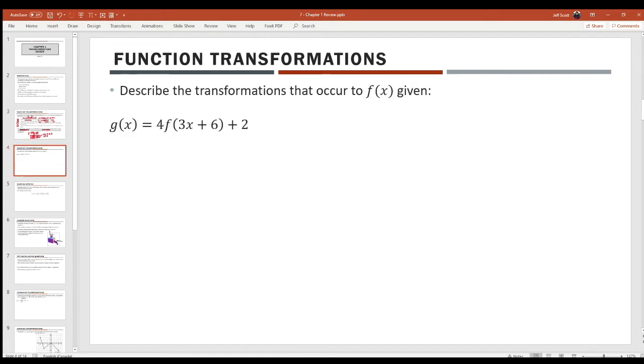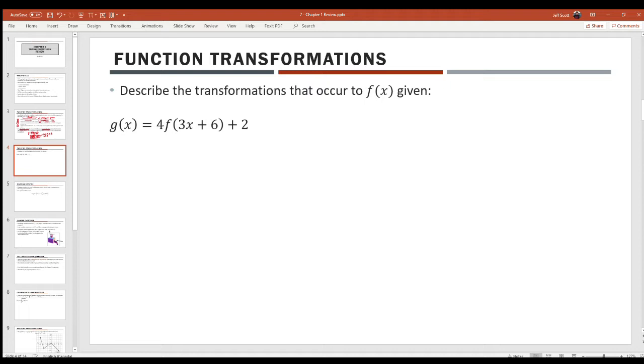So with that, let's just do a really quick example. Again, I'll just walk you through this. You don't have to jot it down if you don't want. We want to describe the transformations that occur to f of x, given that g of x, so some new function, equals 4 times f of 3x plus 6 plus 2. If you take a look at this, if you were listening on that last slide, you might actually be able to tell what's a little funny with this.